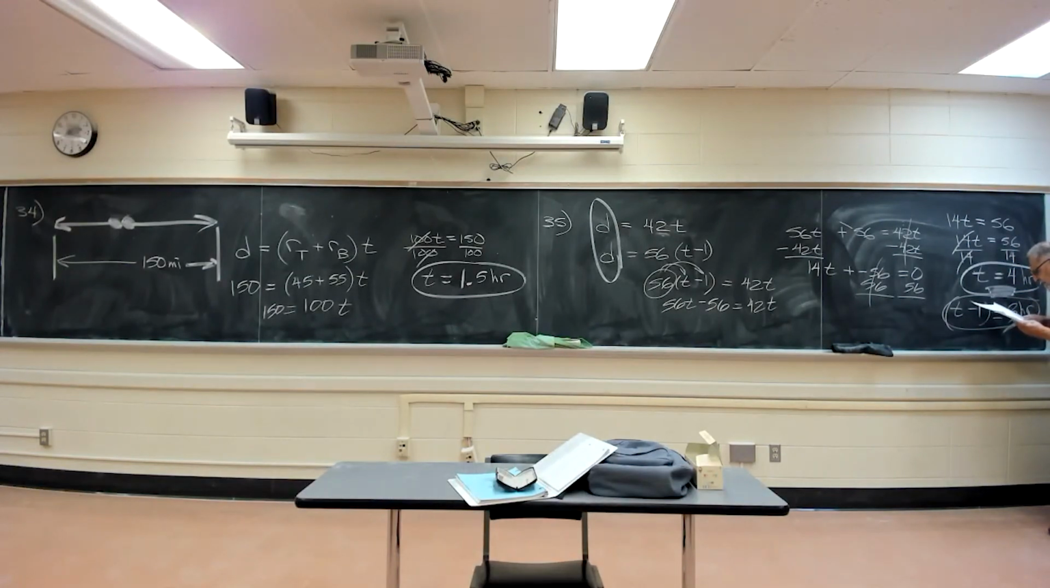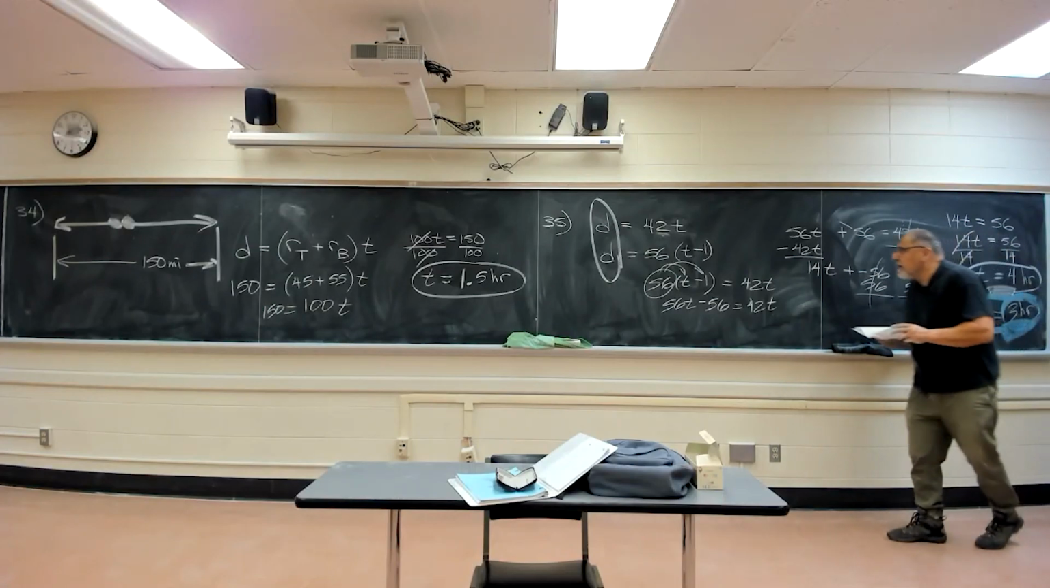How long does it take the second car to catch up to the first car? No, that's okay. 4 hours after the slow car leaves, it gets caught. 3 hours after the fast car leaves, the fast car catches the slow car. So three would be the answer. It said, how long does it take the second car to catch up to the first car? 3 hours.